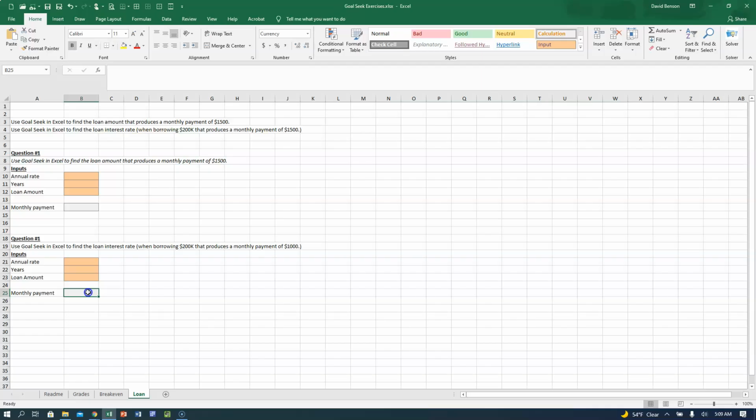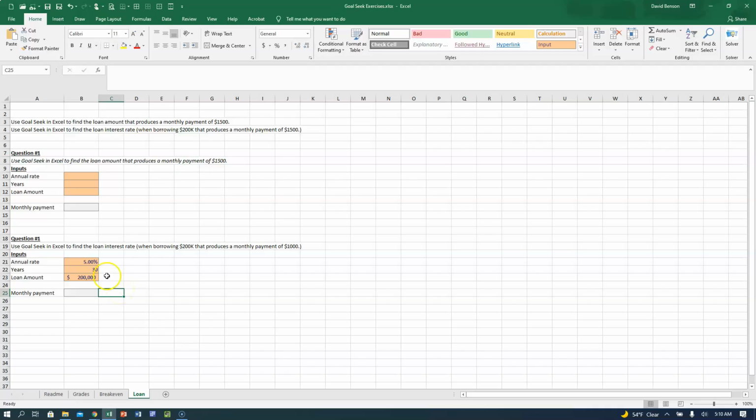So we're going to go ahead and start with this bottom one. I'm going to just type in 5 for 5% and a 30-year loan, and then I say here $200,000. So 200, and I'm going to bold those so that they stand out.